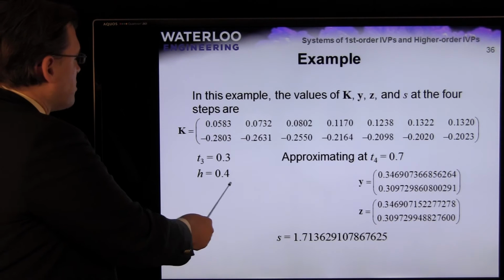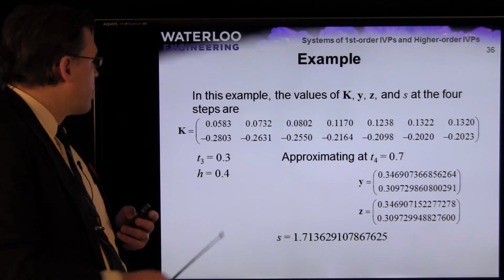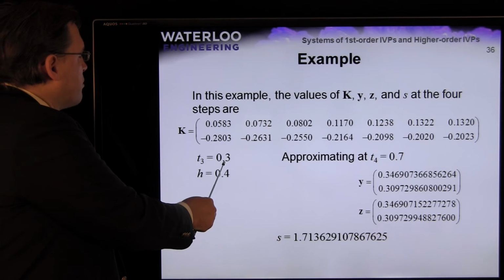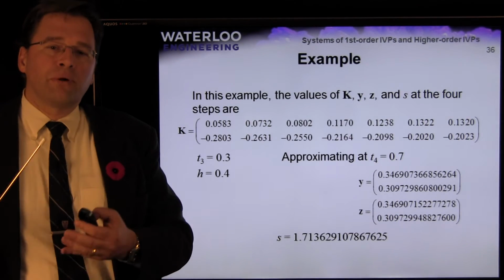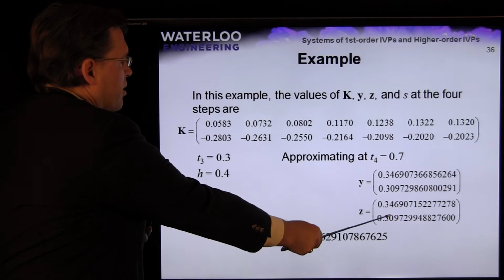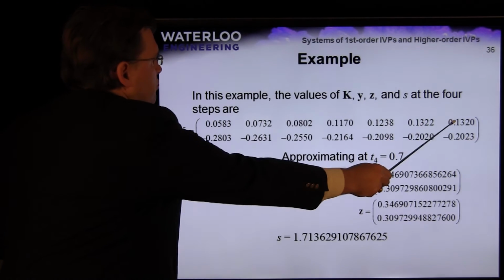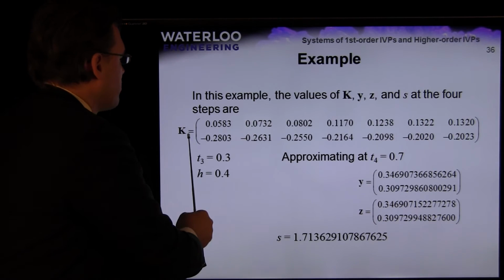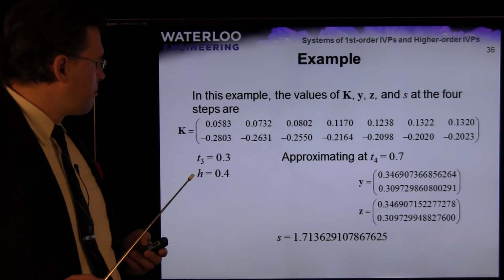So now h is equal to 0.4. We are at t3 equal to 0.3. Our next approximation will be at t4 equal to 0.7. These are the slopes. These are our approximations. And again, as we can see, the rabbit population seems to be positive. The fox population seems to be decreasing.